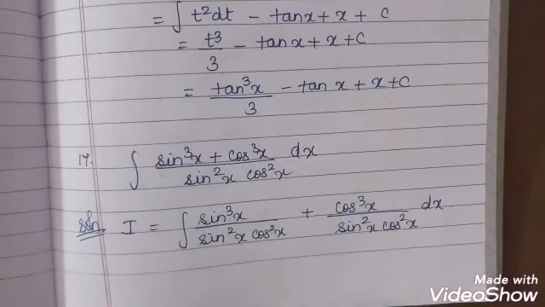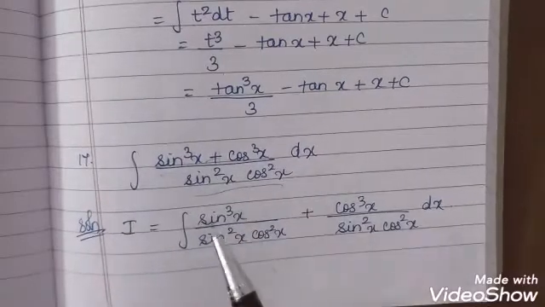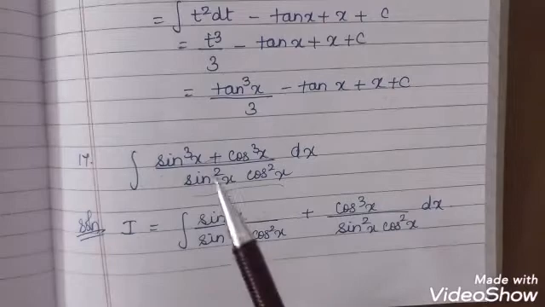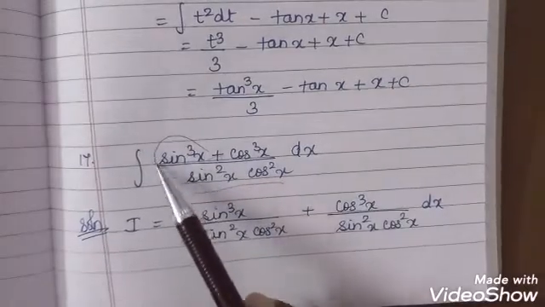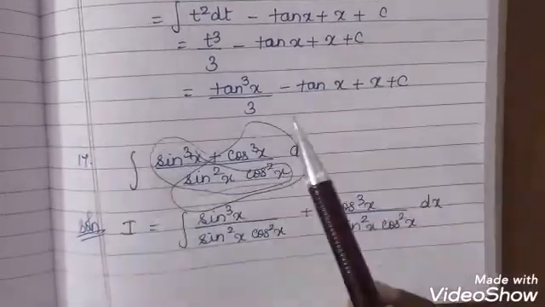Now the 17th question you have: the integral of sine cube x plus cos cube x divided by sine squared x cos squared x. Here if you see, there is one advantage: in the numerator you have a plus, in the denominator you have a product, and moreover the numerator and the denominator have only sine and cos. So there's a possibility for us to split it like this, as two different rational functions.